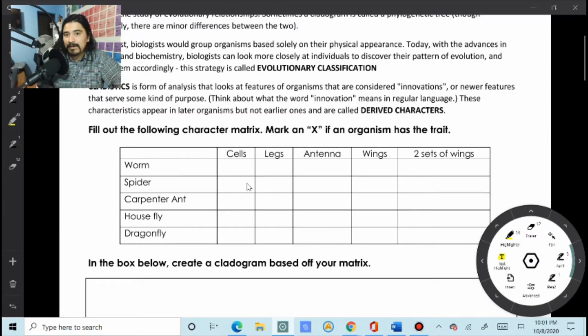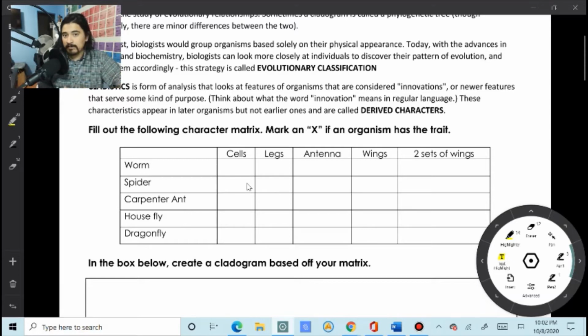So what we're going to do now is fill out this character matrix. We're going to mark an X if the organism has that trait, and leave it blank if the organism does not have that trait. As we do this matrix and the rest of this activity, I will be saying pause often because I want you to pause the video to think about the answer before I provide you with an answer and explanation.